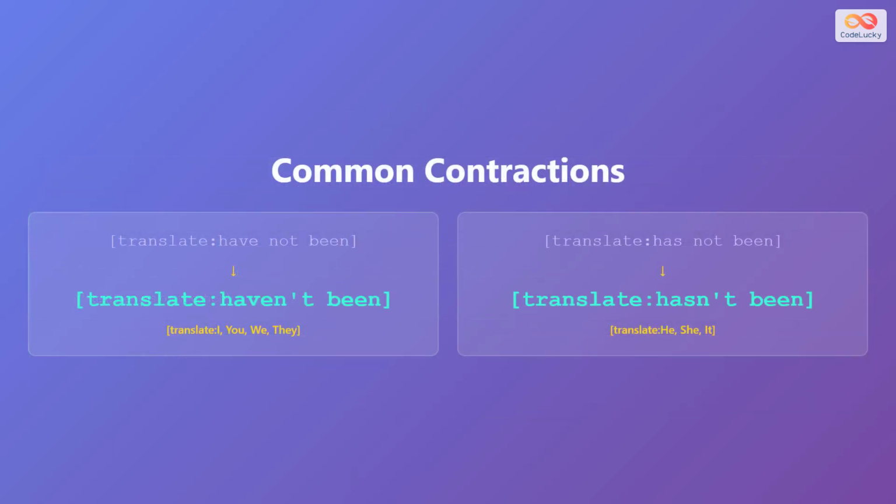In English, we use contractions to speak more naturally and quickly. Have not becomes haven't. This contraction is used with I, you, we, and they. Has not becomes hasn't. This contraction is used with he, she, and it. In formal writing, you might see the full forms have not and has not, but in casual conversation and most modern writing, contractions are preferred. Using contractions makes your speech and writing sound more natural and native-like. Make sure you understand both the full forms and the contractions.